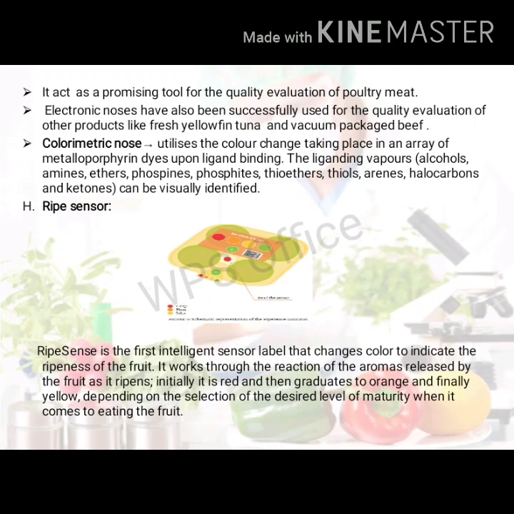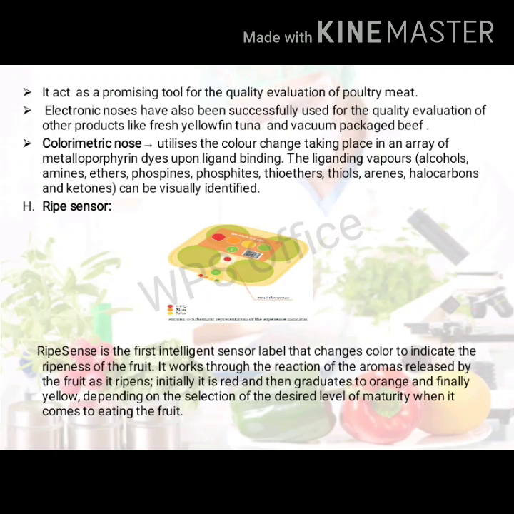A colorimetric nose utilizes the color change taking place in an array of metalloporphyrin dyes upon ligand binding. The liganding vapors such as alcohols, amines, ethers, phosphines, etc. can be visibly identified.